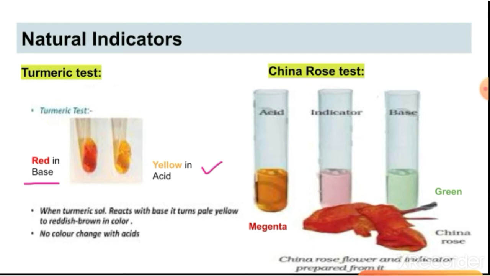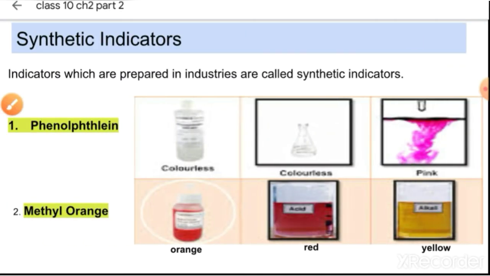Then another one is China rose. How can we test with China rose? If we take out an extract of China rose, it will be pink in color, and in acid it turns to magenta, and in base it turns to green. So these are the colors that you have to remember, then only you can answer the questions.